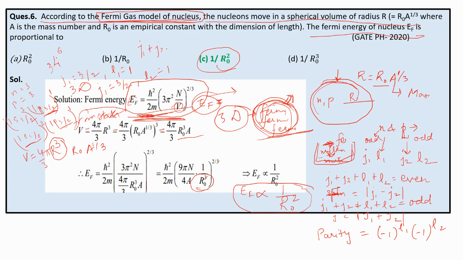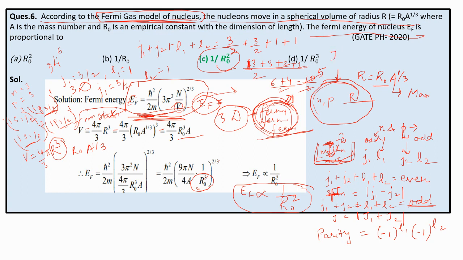Okay, add them: J1 plus J2, L1 plus L2. So 3 by 2 plus 3 by 2 plus 1 plus 1. This is 3 plus 3 is 6 by 2 plus 2, which is 3 plus 2, equal to 5. So this came out odd, right?